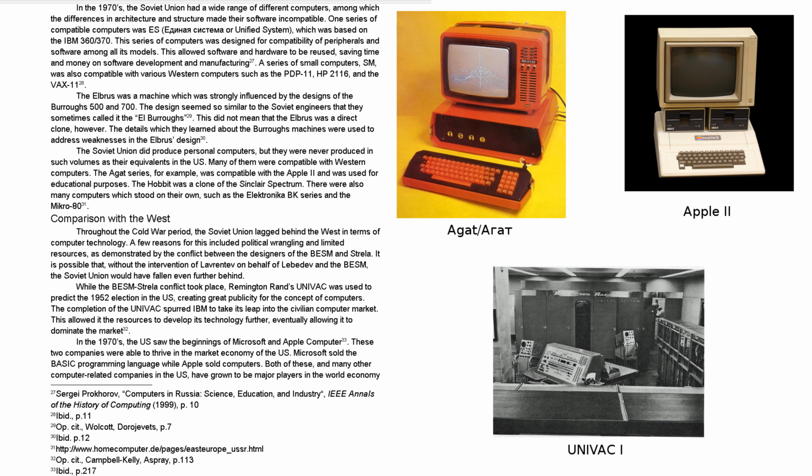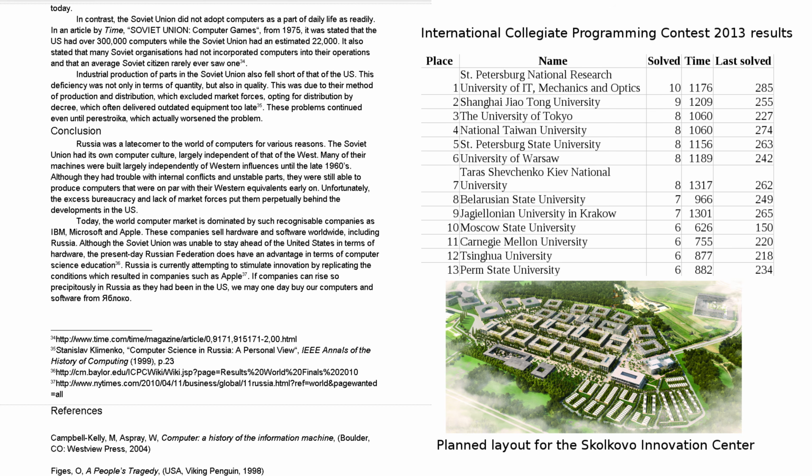In an article by Time, Soviet Union Computer Games from 1975, it was stated that the US had over 300,000 computers, while the Soviet Union had an estimated 22,000. It also stated that many Soviet organizations had not incorporated computers into their operations, and that an average Soviet citizen rarely ever saw one. Industrial production of parts in the Soviet Union also fell short of that of the US.